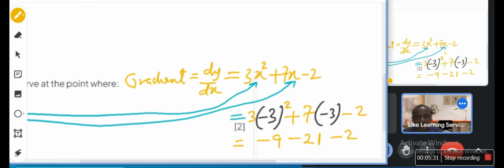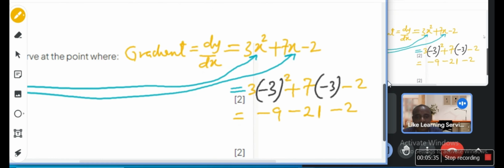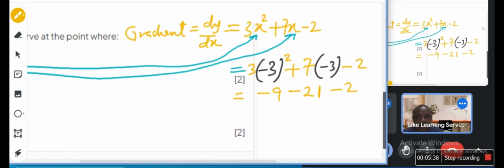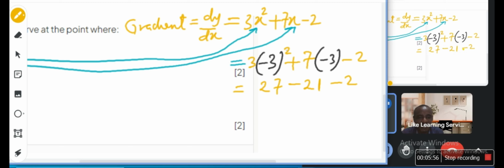This is squared. dy over dx is 3x squared plus 7x minus 2. Okay, so this will now be plus 9. It's not even 9. And then the overall, this is 27. You are right, because 3 times 2 is 9, times 3 is 27. 27 minus 21 is 6, and then minus 2 gives me 4. So the answer is 4, right? Yes, sir. It's 4.